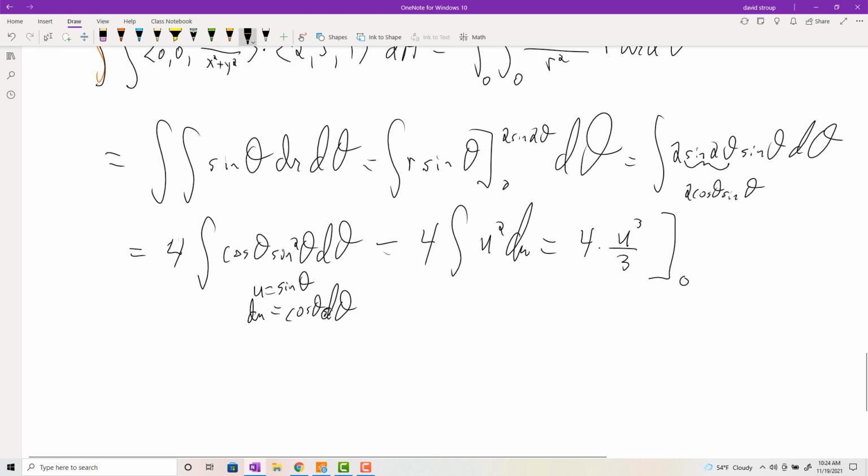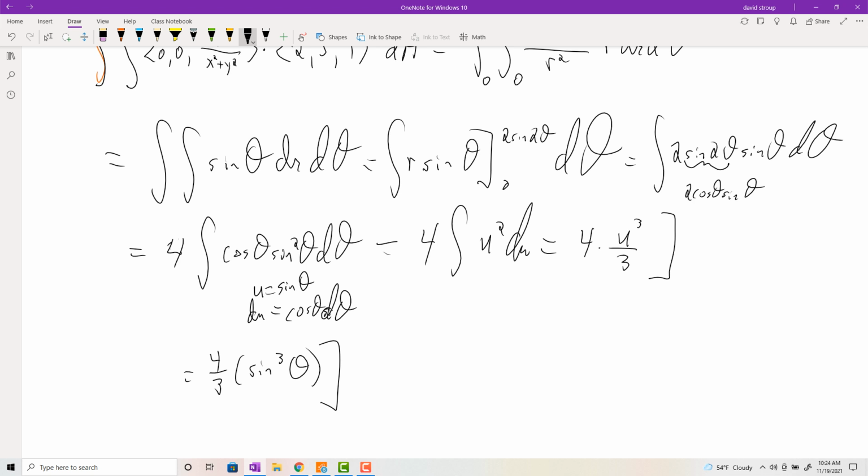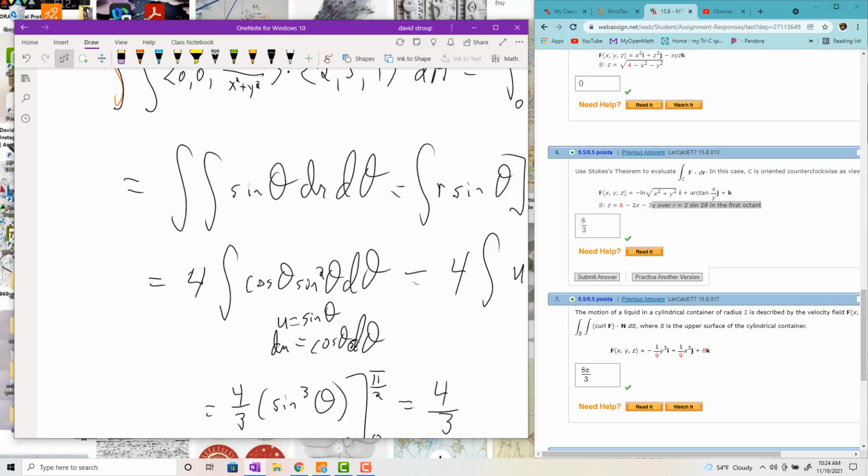Well, we have to back sub first, right? So I keep getting ahead of myself. So this will be 4/3 times sine cubed theta evaluated from 0 to pi over 2. So usually it's just 0, but because we're going to pi over 2, it's going to just end up being 4/3, right? So sine of pi over 2 is 1, 1 cubed is 1, sine of 0 is 0, so the second half of the integral just goes away.